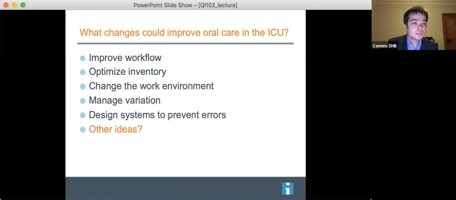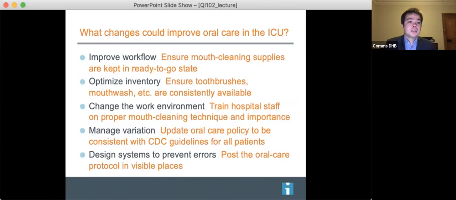Okay, so here's all the answers that the IHI has been talking about. So ensuring mouth cleaning supplies are ready, we said that. Ensure toothbrushes, mouthwash is consistently available, train hospital staff on proper mouth cleaning technique, update oral care policy to be consistent with guidelines for all patients, and post the oral care protocol in visible places. So these are all examples, and you got a lot of them.